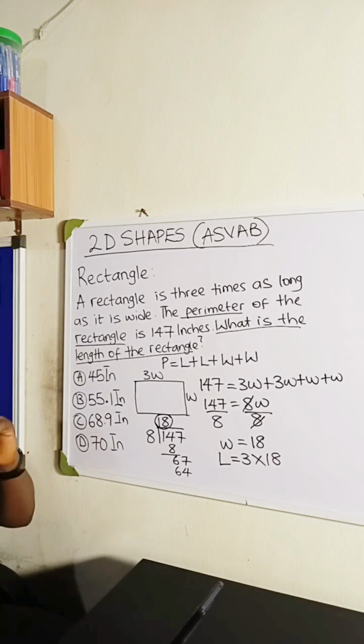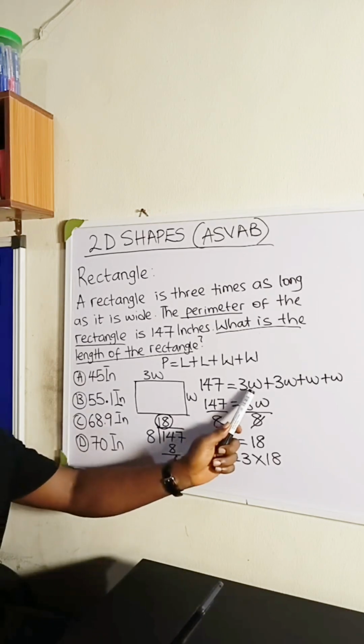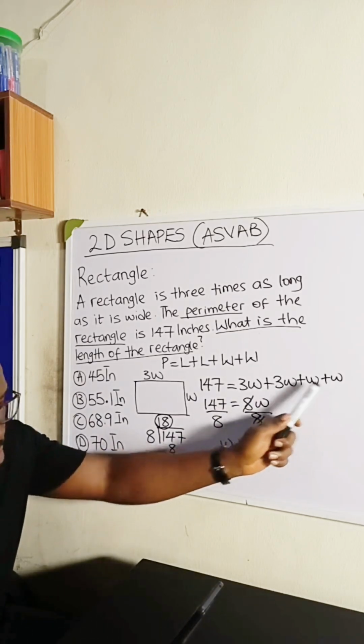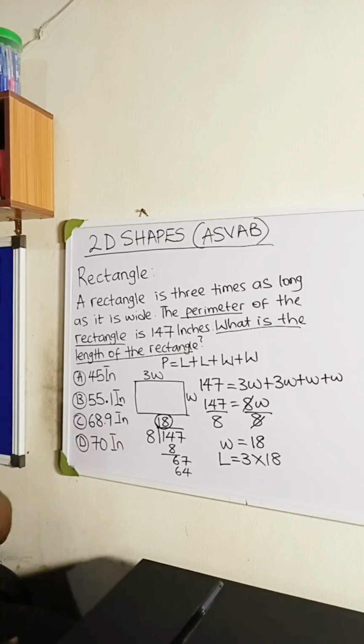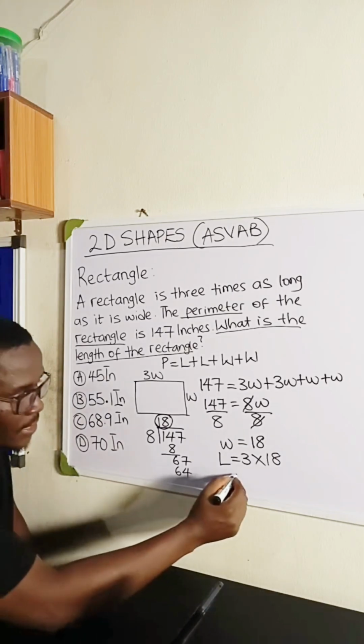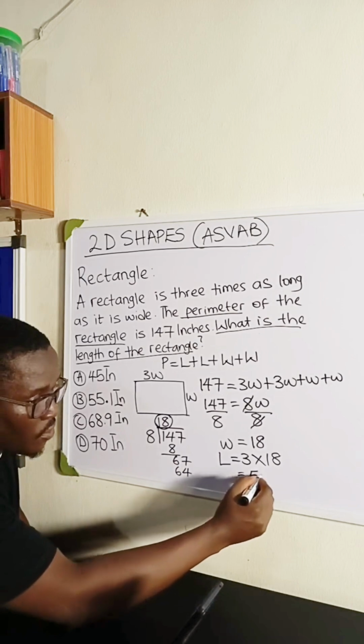Where's the 8 coming from? 3W plus 3W plus W plus W will give us 8W. That's where it came from. Okay, 54, correct. So our length is approximately 54.